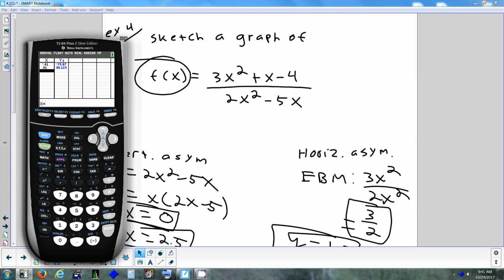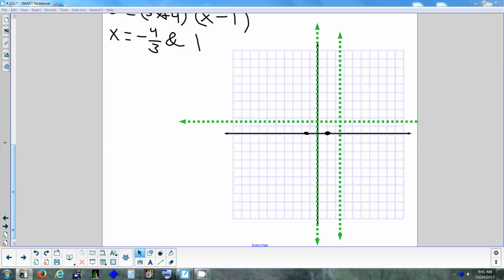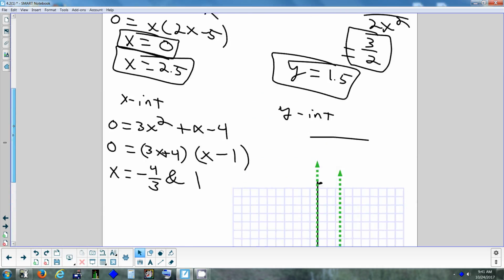So just to the left of 0, we're way down. Just to the right, way up. Now that other one was, what was that? 2.5.